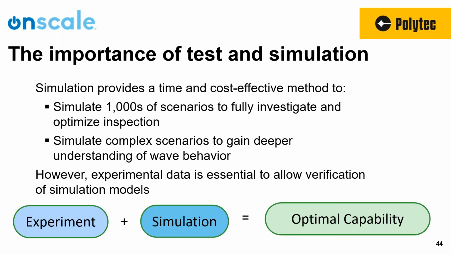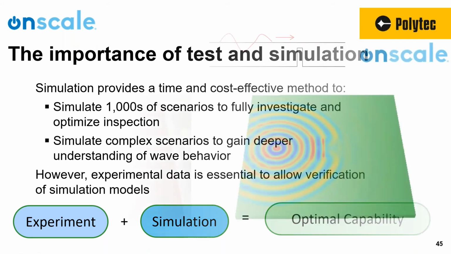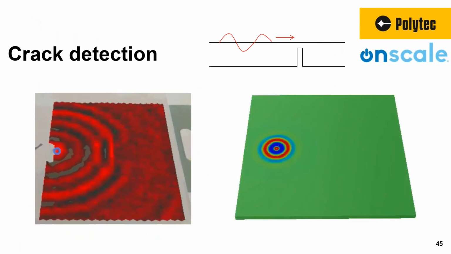But at the same time, it's important to be able to validate the accuracy of the model or the simulation by experiment in order to have the right amount of confidence in the data prediction or the behavior of a particular structure. I'd like to illustrate that with another example.